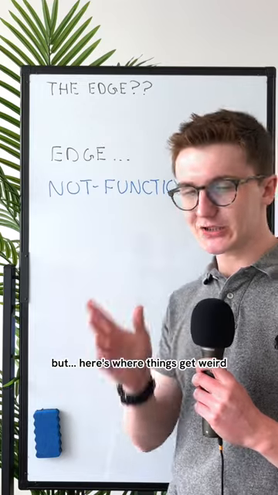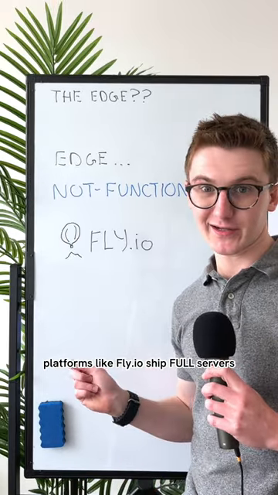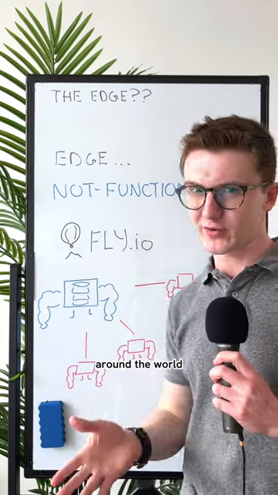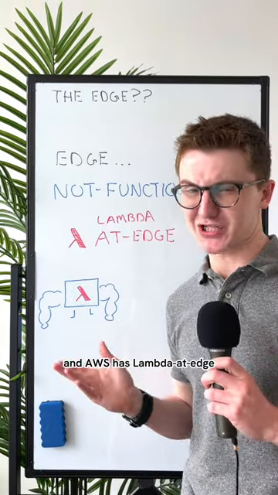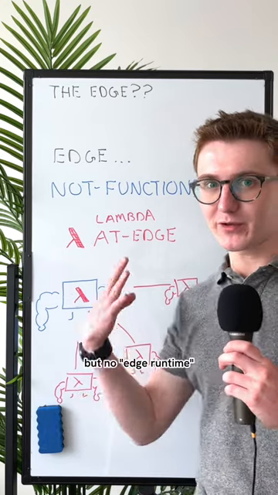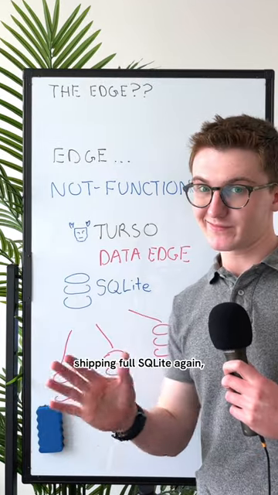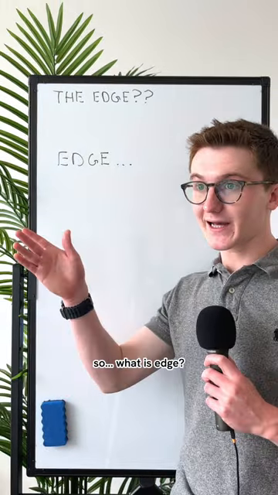But here's where things get weird. Platforms like Fly.io ship full servers, not functions, to an edge network of regions around the world. And AWS has Lambda at edge. So again, wide distribution, but no edge runtime. And Turso is starting Data Edge, shipping full SQLite, again, close to users. So my god, what is edge?